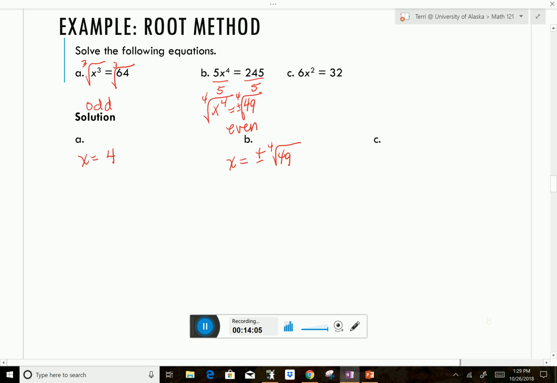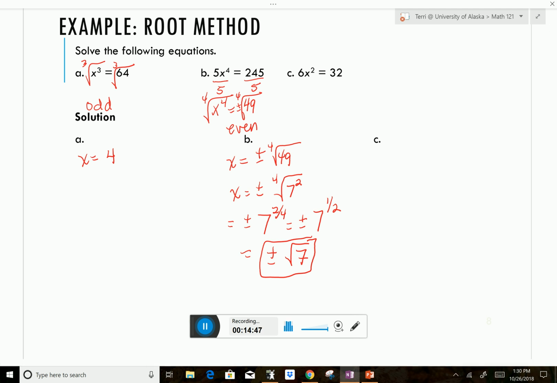Well, I can simplify that a little bit. I can make that the 4th root of 7 squared. And if you think about that for a second, the 4th root of 7 squared is 7 to the 2 fourths, which is also 7 to the 1/2. So that's plus or minus the square root of 7. And there you go.